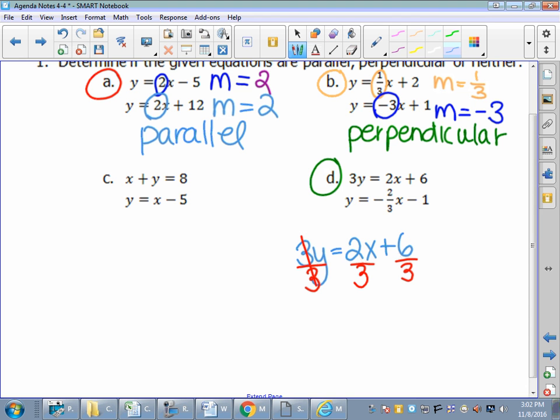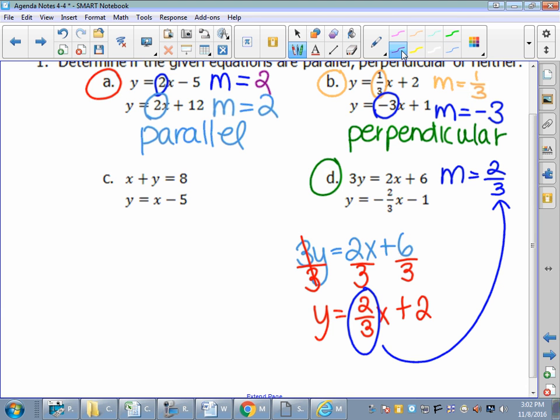The 3's cross out, so now my equation is y equals, remember I can take that fraction 2/3 and slide the x off the edge of that fraction, and 6 divided by 3 is 2. So for this first equation, now that we have found the slope-intercept form, we can say that the slope equals 2/3.